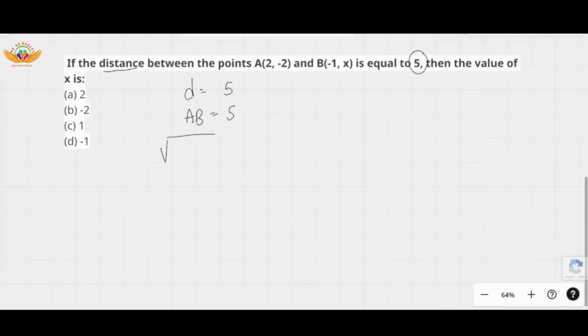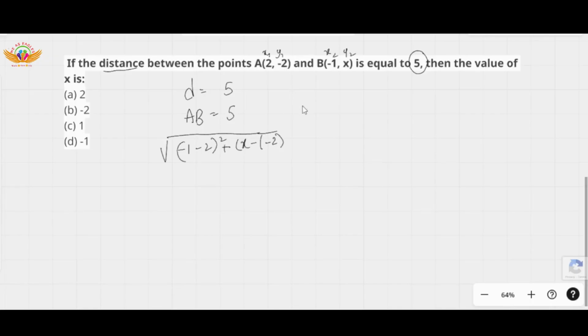The formula is root of (x2 minus x1) whole squared plus (y2 minus y1) whole squared. This is x1, y1 and this is x2, y2. So x2 minus x1 is -1 minus 2, whole squared, plus y2 is x, minus y1 is minus 2. Put minus 2 again in the bracket. Most of the students make a mistake here. They don't take signs seriously.